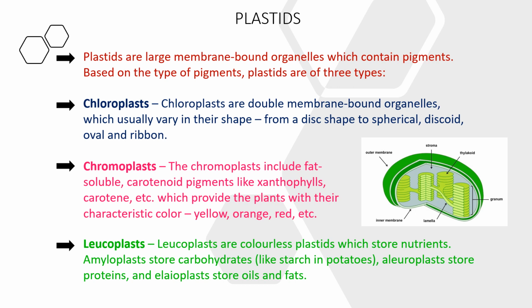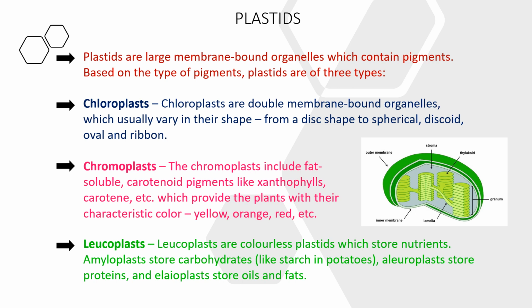They help plants in making food. And chromoplasts contain non-green pigments that give color to fruits and flowers. They include fat-soluble carotenoid pigments like xanthophylls, carotene, etc. They give colors to fruits and flowers like yellow, orange, red, etc.